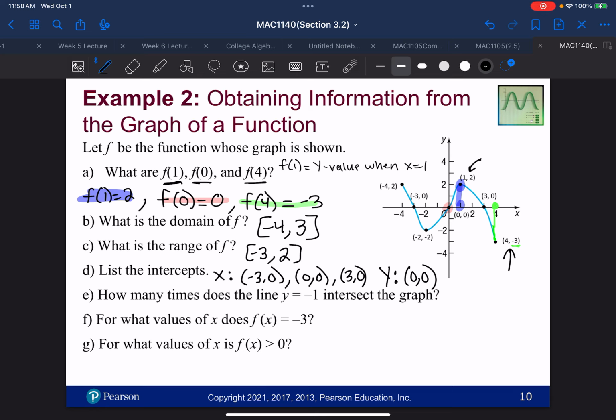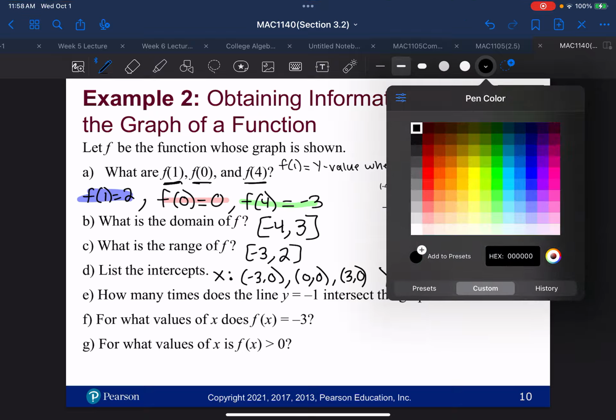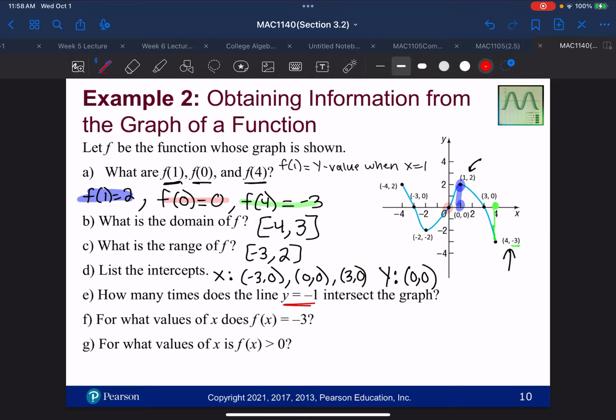E, how many times does the line y equals -1 intersect the graph? So y equals -1. That line is going to be a horizontal line at -1 right here. So how many times does that line intersect my graph? Well, that's going to be 3 times.